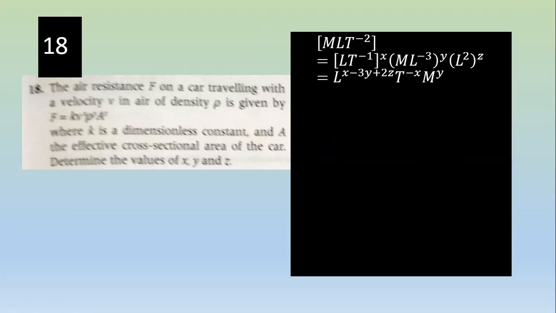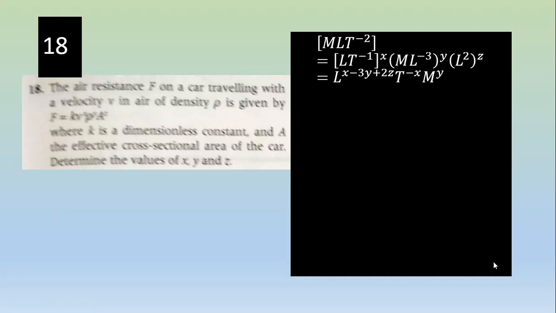So force is mass times acceleration. So mass, this is your kg. m s minus 2 is LT minus 2. If you want to use unit, you can use unit, no problem with that. Kg turns into M, m turns to L, s turns to T. So that's your speed to the power of X, and then your density, ML minus 3 to the power of Y, and then your area, L squared to the power of Z.